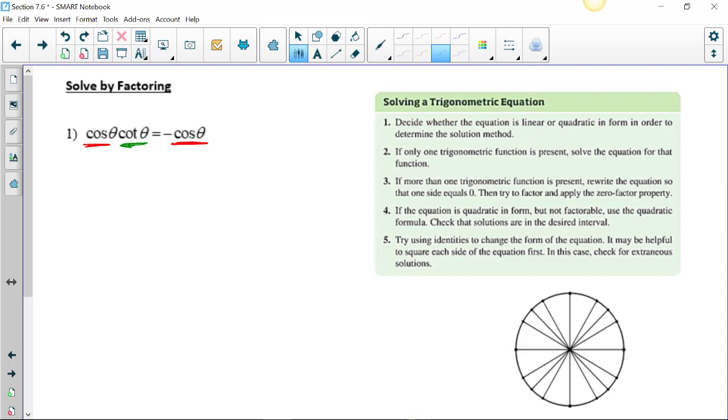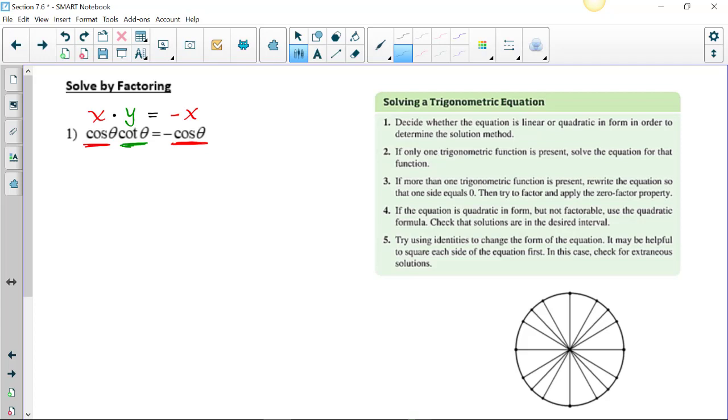Okay, so if you think of this as an algebraic equation, if I use a different variable for each trig function, I'll let y be cotangent theta, and I'll let cosine theta be x. So my equation is x times y equals negative x.